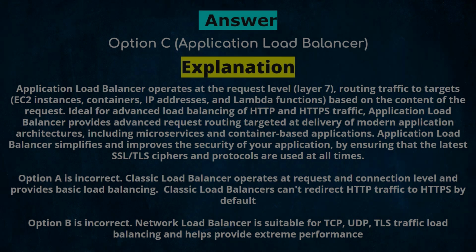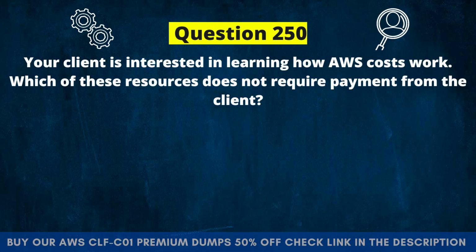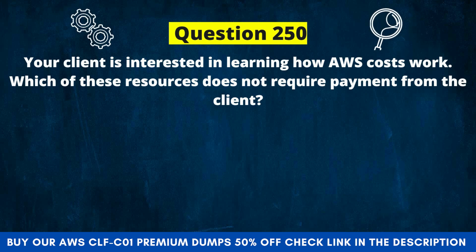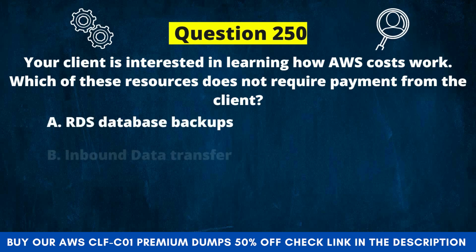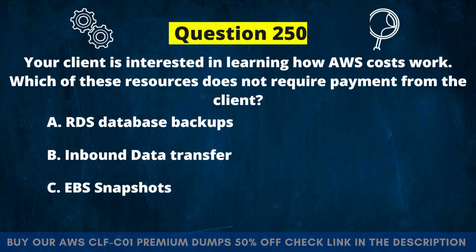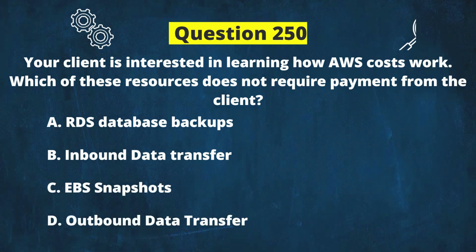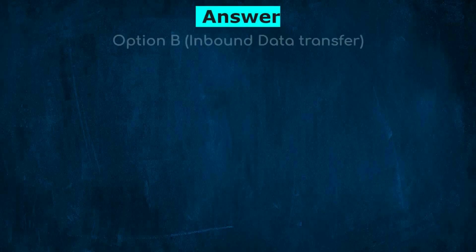Next question. Your client is interested in learning how AWS costs work. Which of these resources doesn't require payments from the client? And the options are A. RDS database backups, B. Inbound data transfer, C. EBS snapshots, D. Outbound data transfer. And the correct answer is option B.